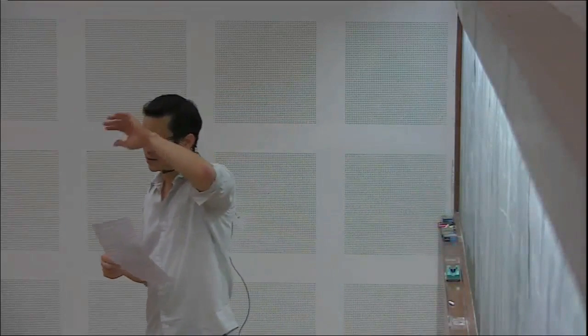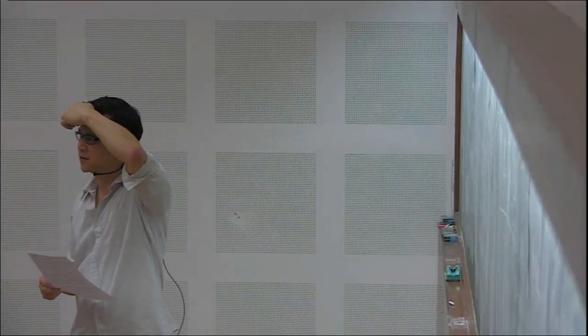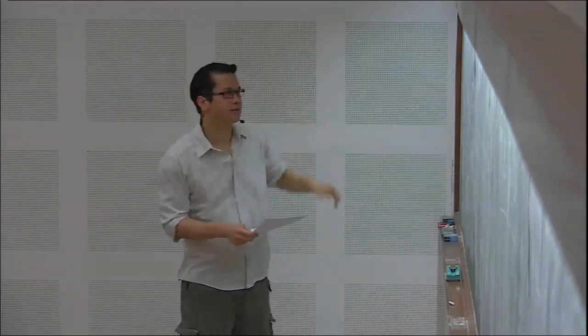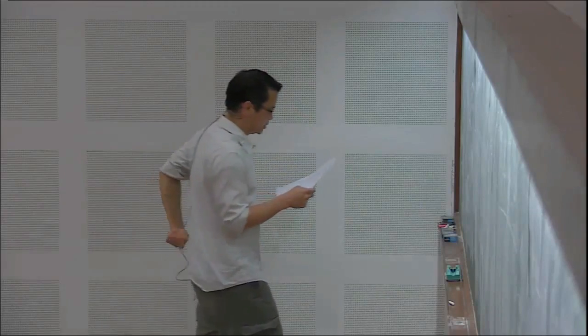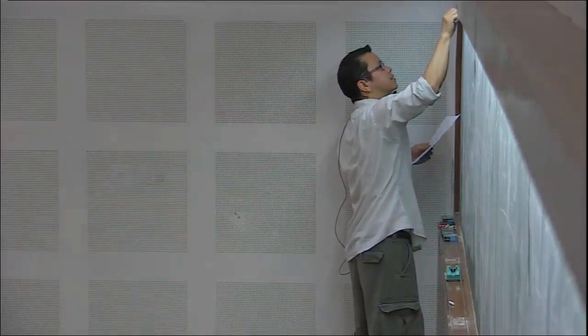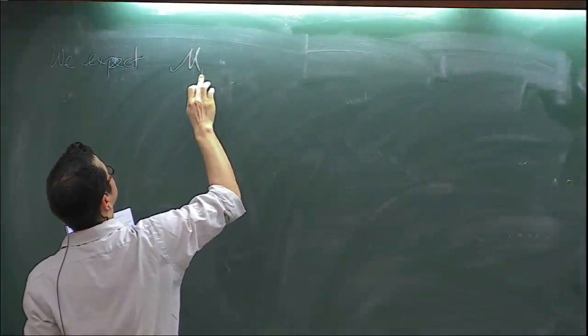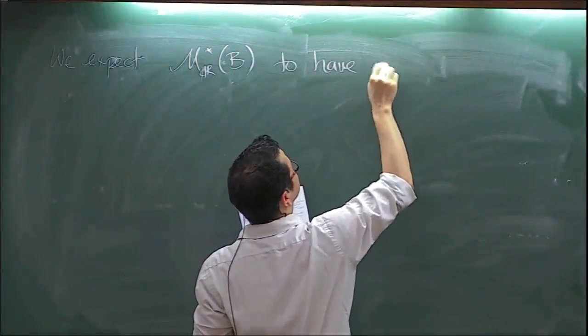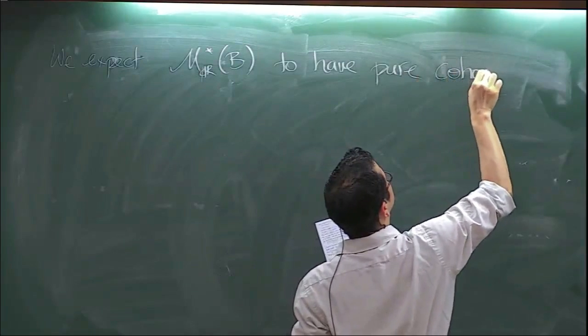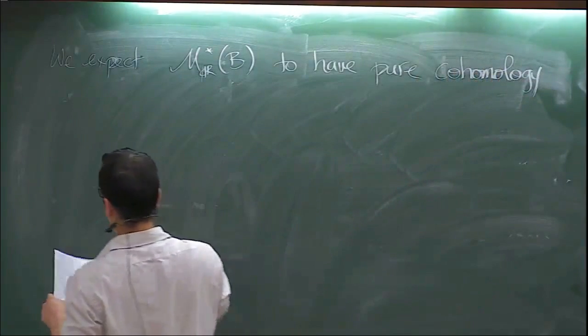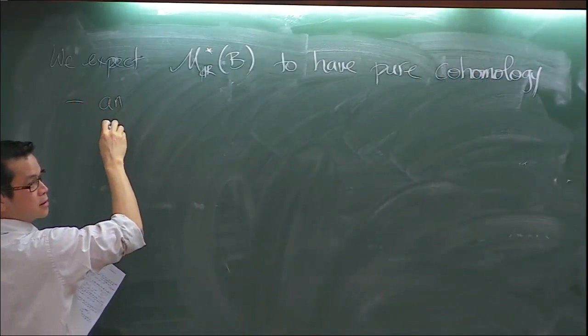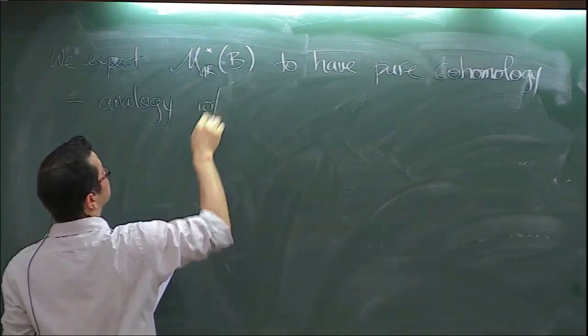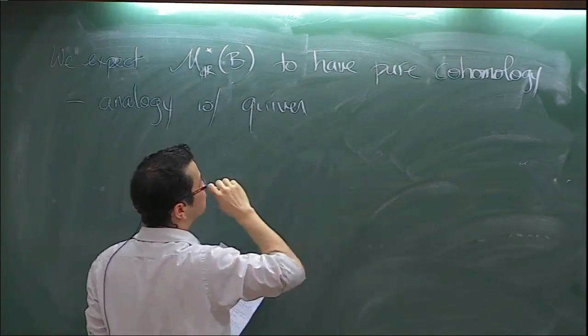Okay, so the last theorem I stated about the tame space was this purity theorem of Hausel-Letellier and Rodriguez-Villegas. So one expects the same thing in this situation too, and we're pretty close to proving this now, I think. So we expect this to have pure cohomology. One reason is the analogy with the quiver story.